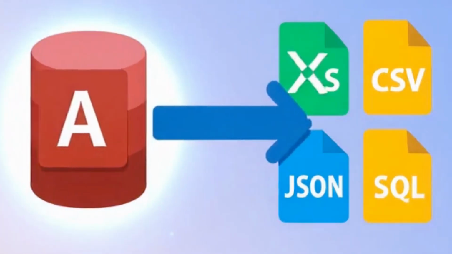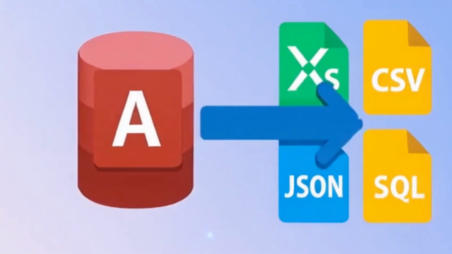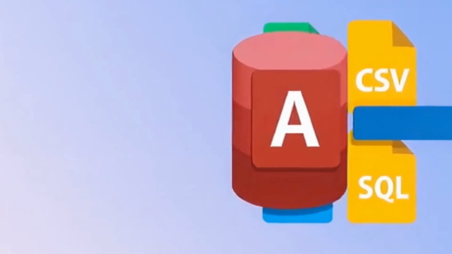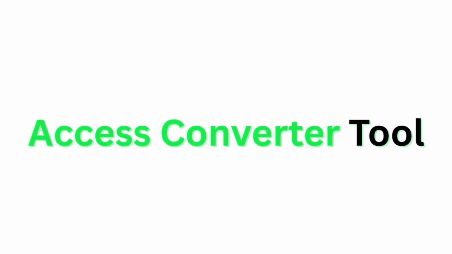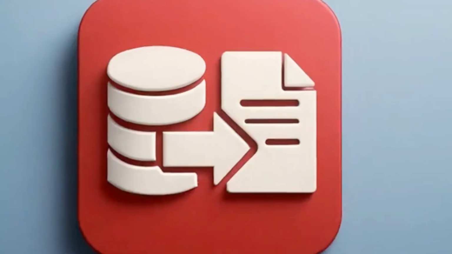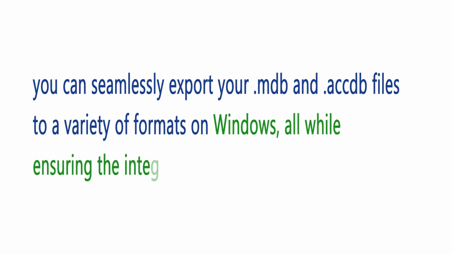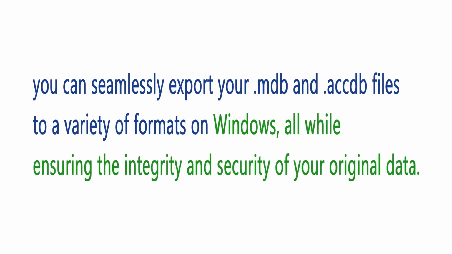Are you looking to convert your MS Access databases to other formats like Excel, CSV, JSON, or SQL? Welcome to the Access Converter tool. You can seamlessly export your .mdb and .act files to a variety of formats on Windows, all while ensuring the integrity and security of your original data.